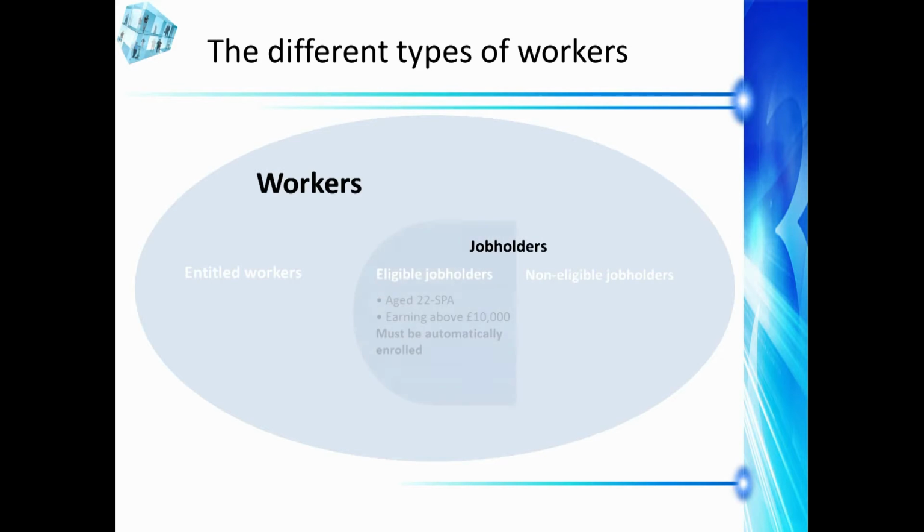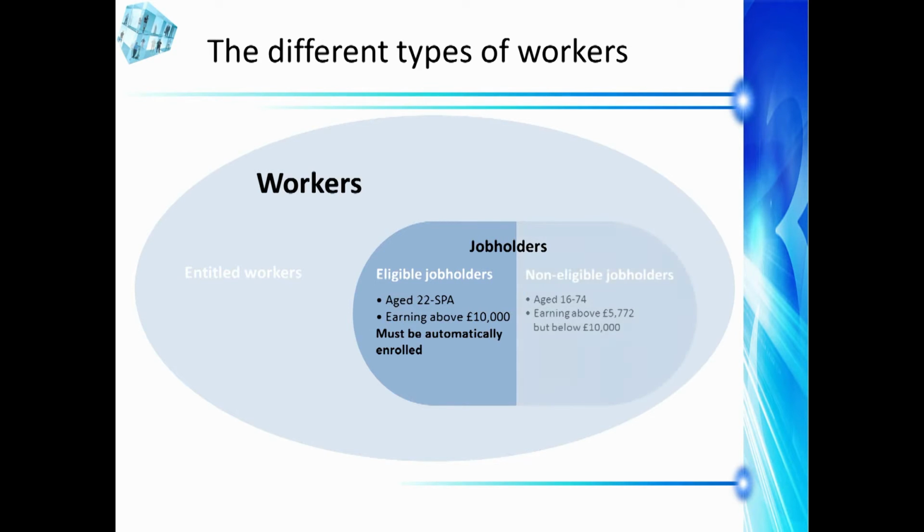An eligible job holder is basically somebody in your workforce that's aged between 22 and the state pension age, and they earn above £10,000. Eligible job holders are the group that need to be automatically enrolled into pensions.